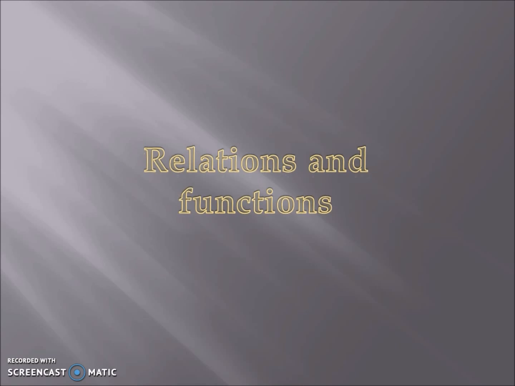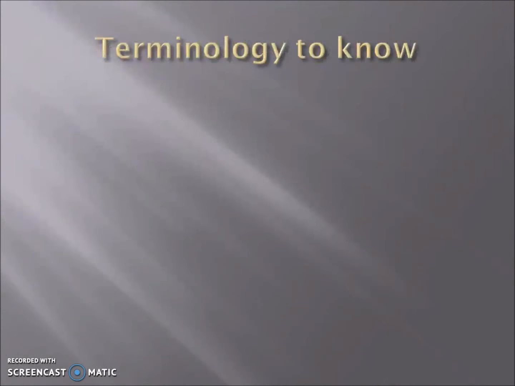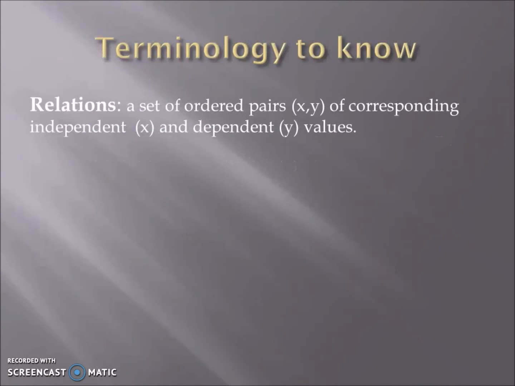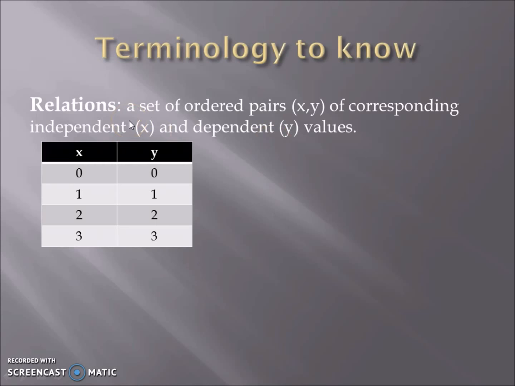For grade 11 math, the first thing we're going to be talking about is relations and functions. Now, you may be wondering, what is a relation? Well, a relation is a set of ordered pairs of corresponding independent and dependent values. When we say ordered pairs, we mean a point, or points in this case. When we say independent, we always mean x, and when we say dependent, we always mean y. Remember that it's all the way back from grade 9 or below.